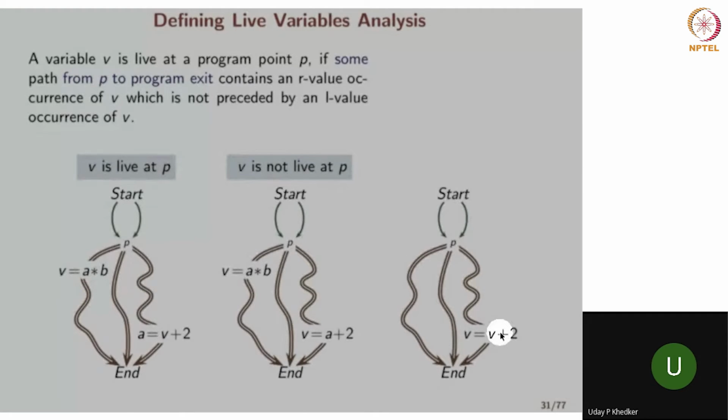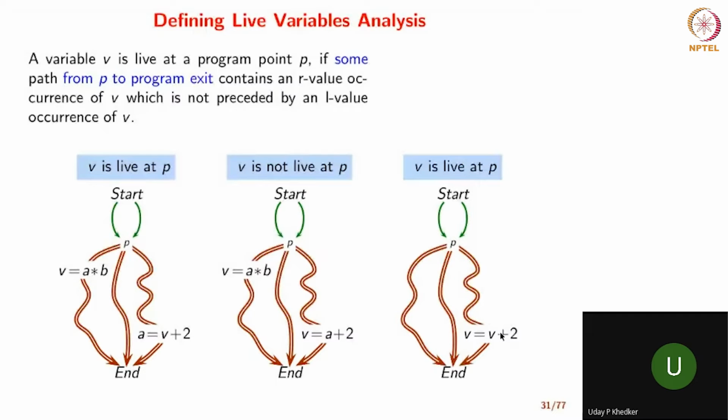But the L value is defining it. Yeah, but the reading would happen before. Yes, that is the most critical point. Reading is happening before writing. So although it's the same statement, semantically, the right hand side is evaluated before writing anything in the left hand side, and therefore in this case the R value occurrence precedes the L value occurrence, and therefore here also variable V is live.